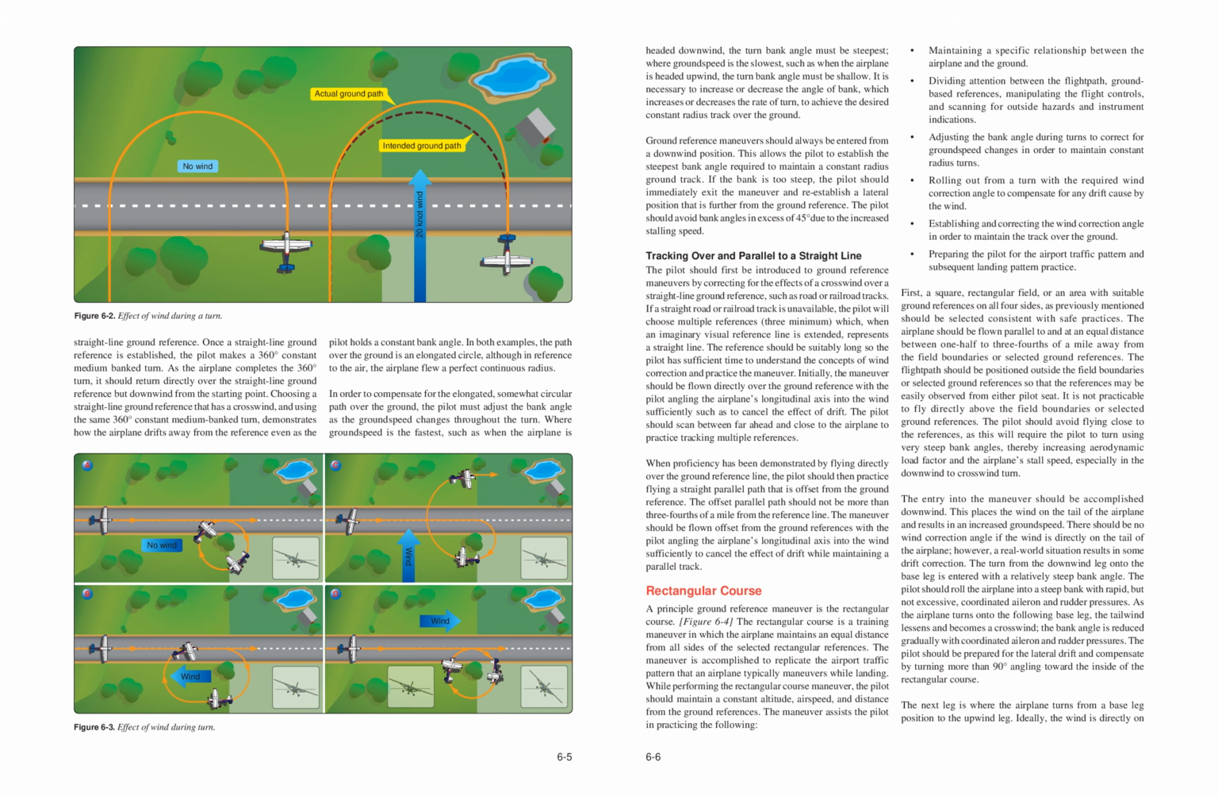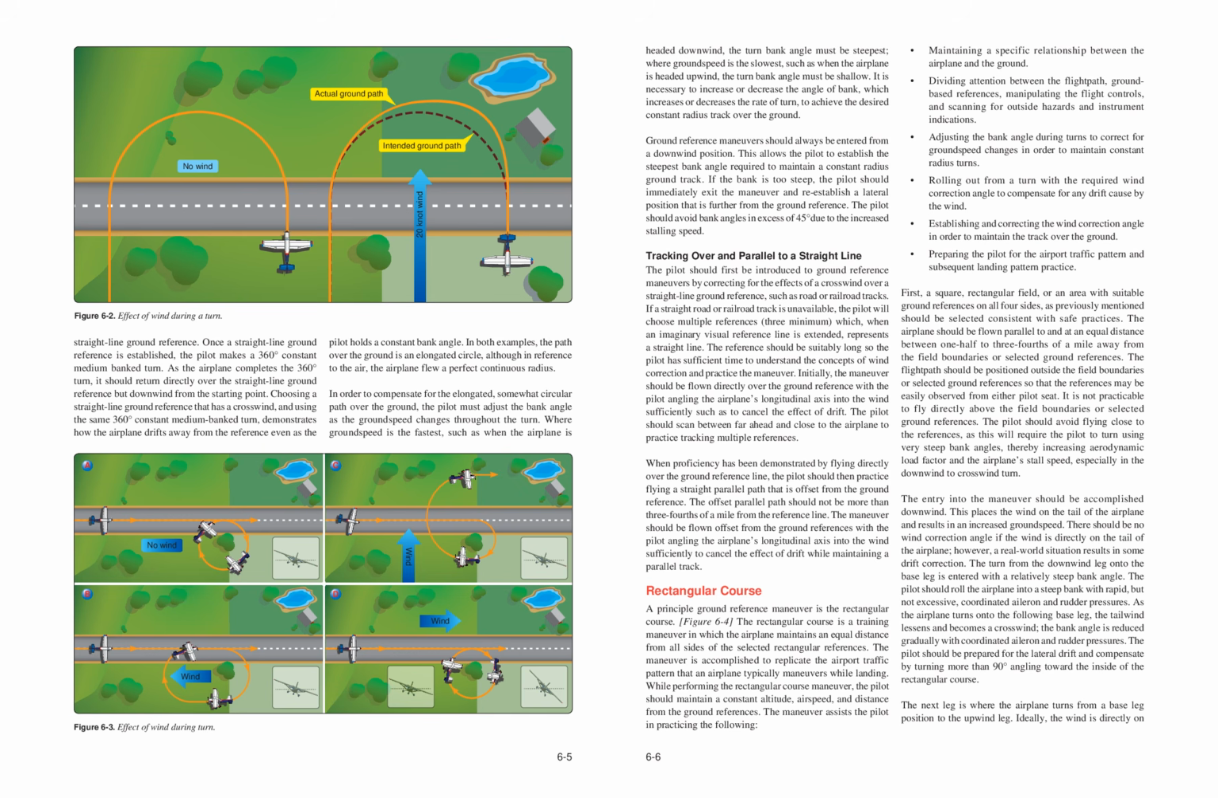The entry into the maneuver should be accomplished downwind. This places the wind on the tail of the airplane and results in an increased ground speed. There should be no wind correction angle if the wind is directly on the tail of the airplane. However, a real-world situation results in some drift correction.